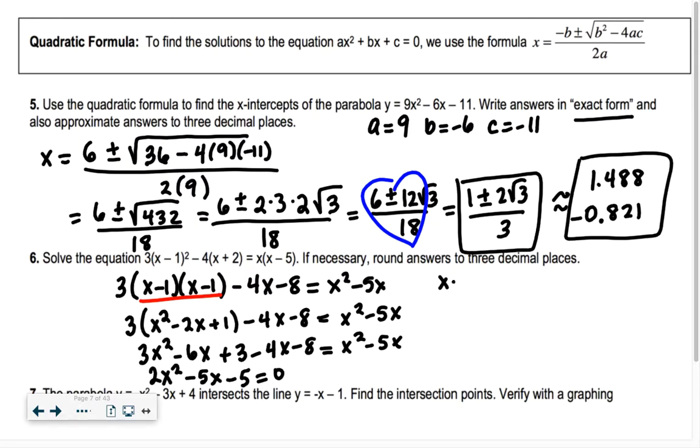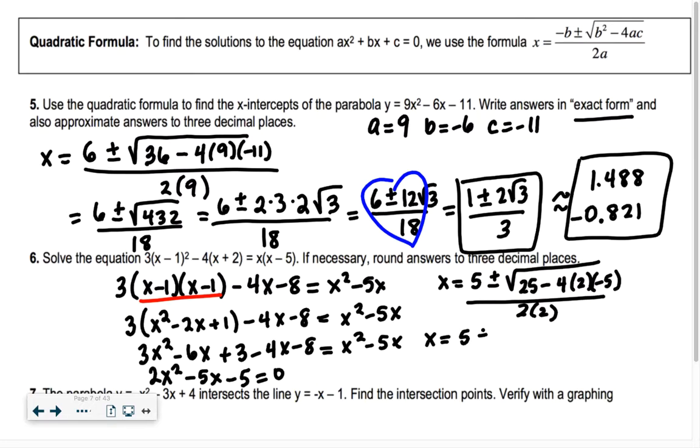All right, so we get x equals negative b, so 5, plus or minus the square root of b squared, so 25, minus 4 times a times c, all over 2a. So we get 5 plus or minus. It's going to be 25 plus 40. 25 plus 40 is 65. Does that reduce at all? No, it doesn't, because 65 is 5 and 13, so neither one has a perfect square of them.